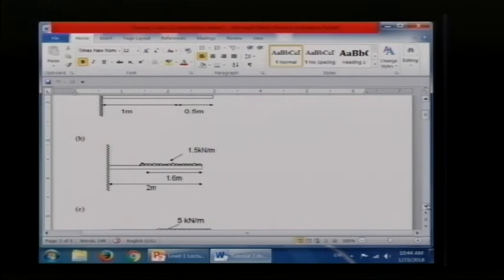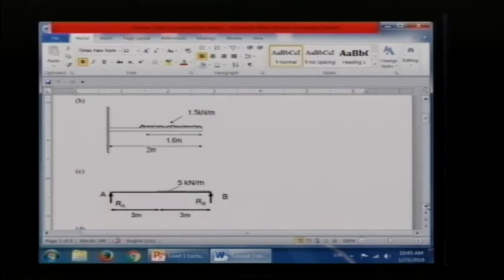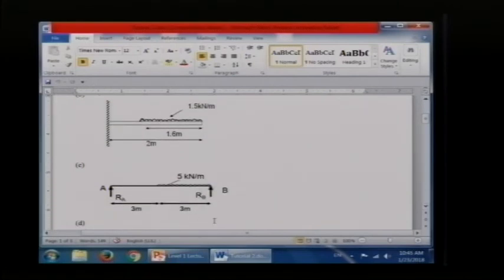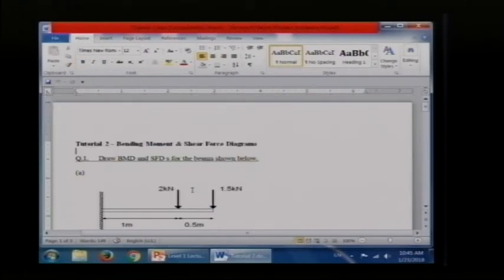So here the uniformly distributed load stops midway, right? This is a similar example, where in a simply supported beam, the beam is loaded for only part of its length, right?